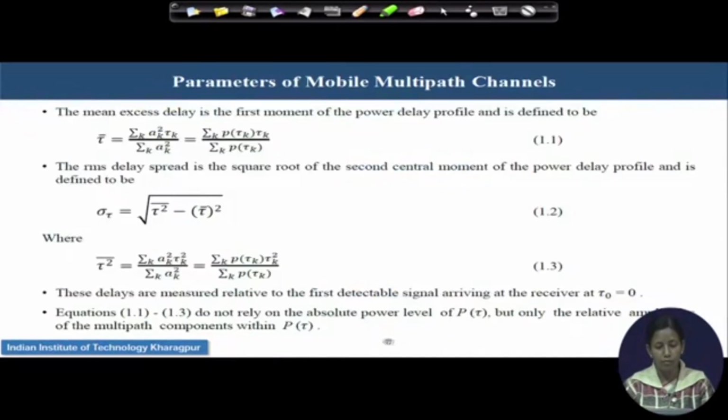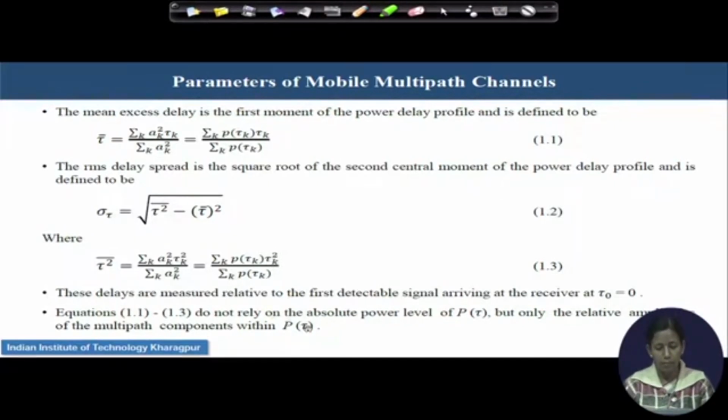So we will quickly revisit all the elements. What is the mean delay? The mean delay is given by this expression, where for each and every path k, you take the power of that path multiplied with the delay associated with it, and you average it over the total power. So that's the mean, and the RMS value will be the square root of the delay square bar minus tau bar square, where the delay square bar is obtained by squaring each and every path delay.